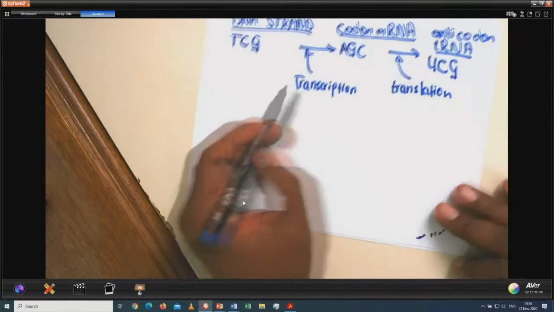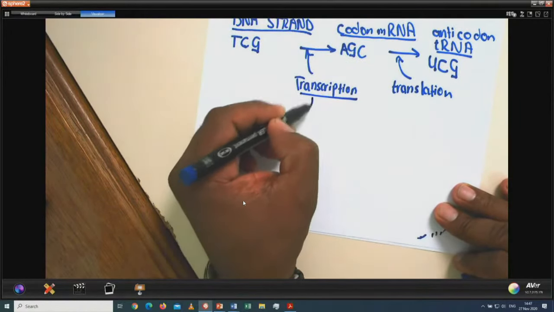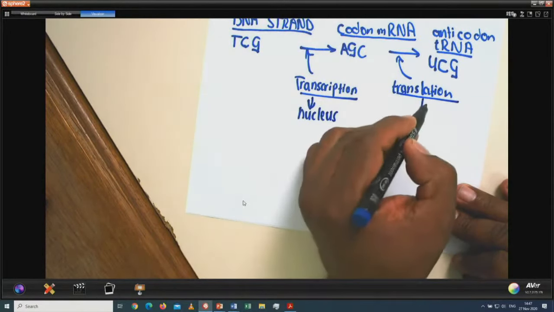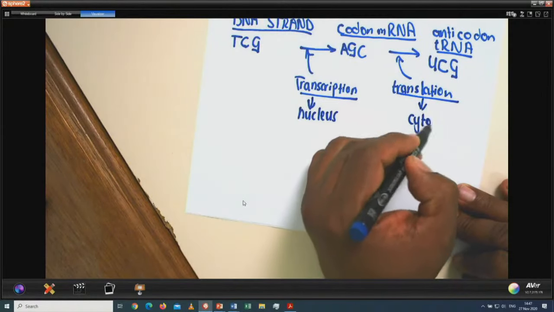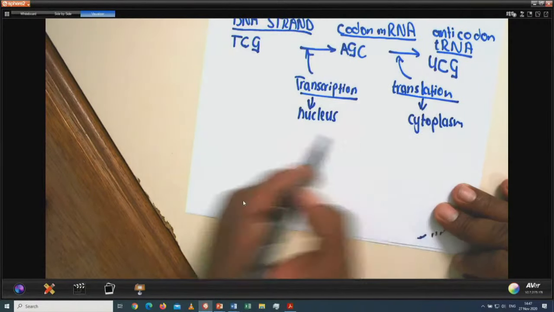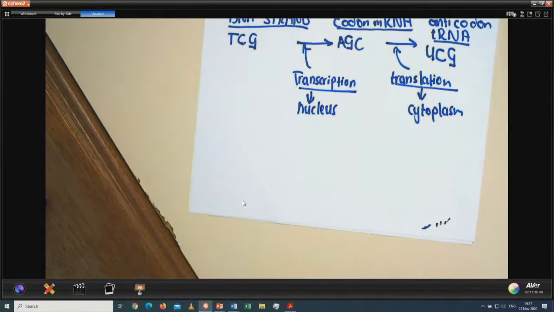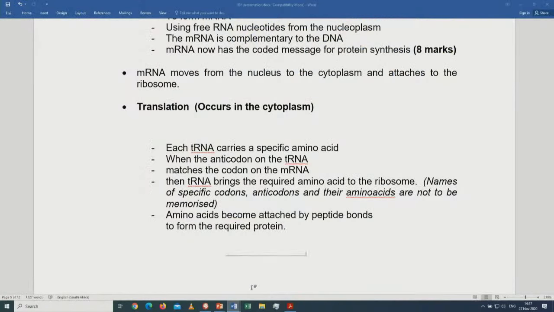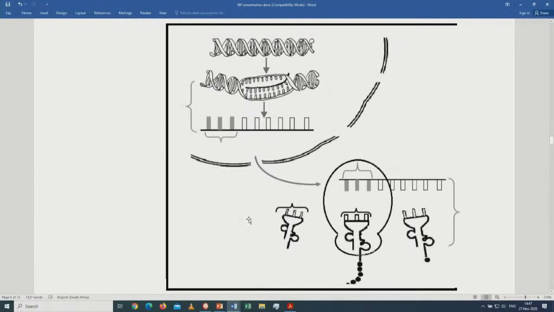It is important to note that transcription occurs in the nucleus of the cell, while translation occurs in the cytoplasm of the cell, where now the mRNA has the coded information and will be wrapped around the ribosome of the cell. There we have a simple diagram that indicates the process of protein synthesis, when now we have the double helix DNA.